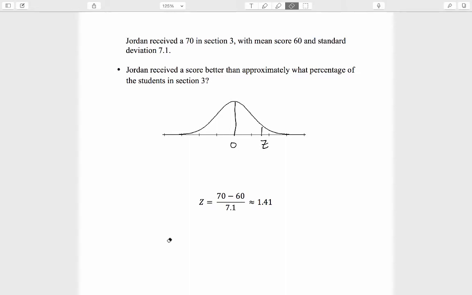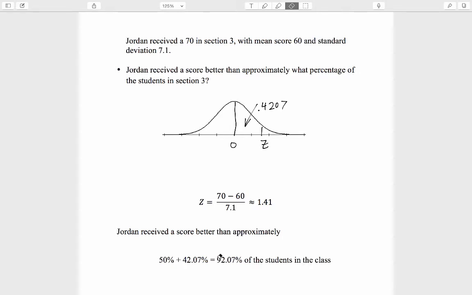We look up z equals 1.41 in the table. We find 0.4207 as the entry corresponding to 1.41, so 42.07% of the class scored above the mean but below Jordan's score, and another 50% of the class scored below the mean and certainly below Jordan's score. As a result, Jordan received a score better than approximately 50% plus 42.07% of the class, and that is 92.07% of the students in the class.